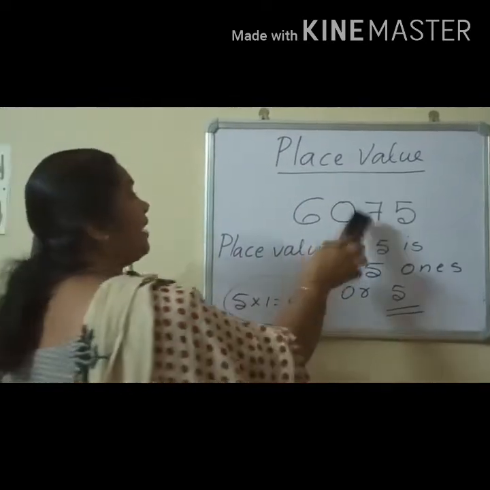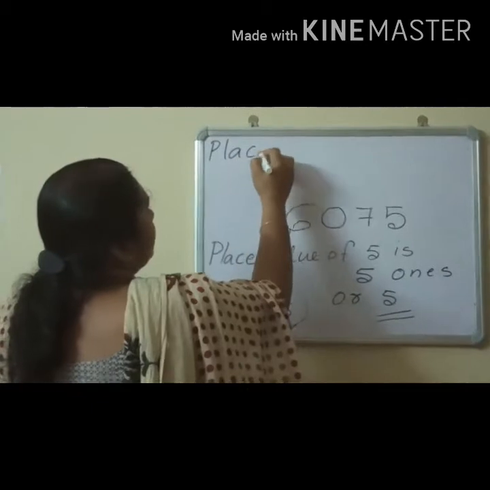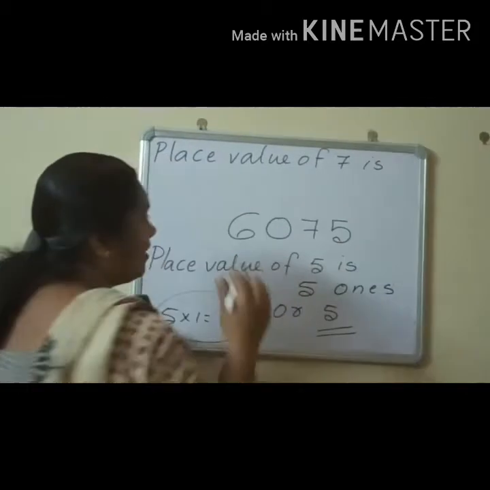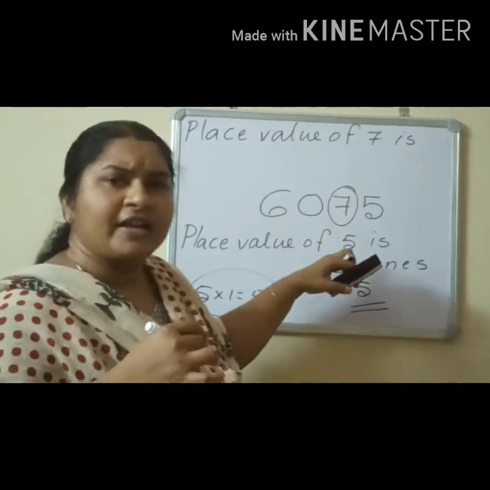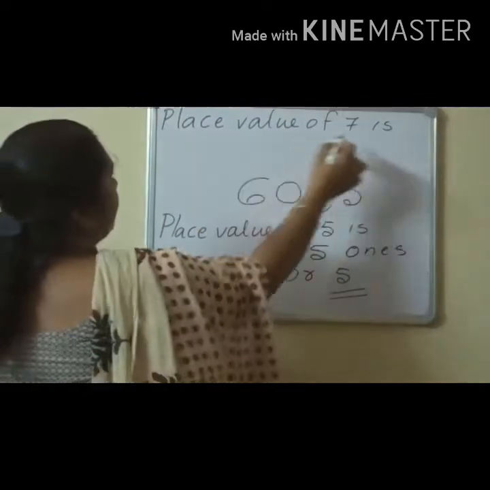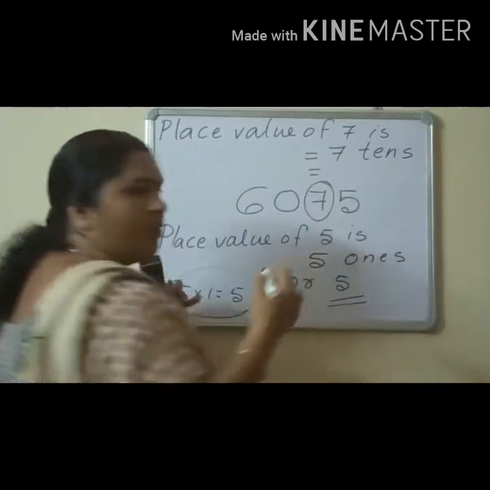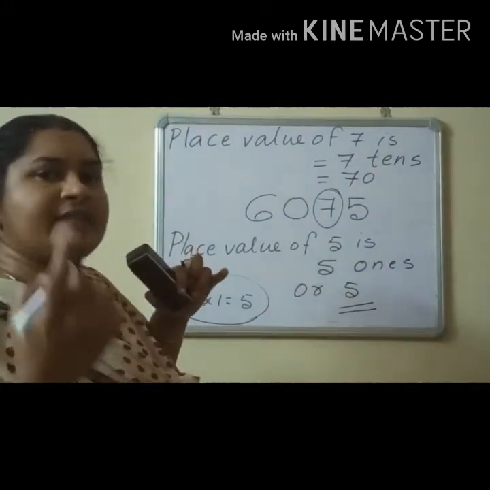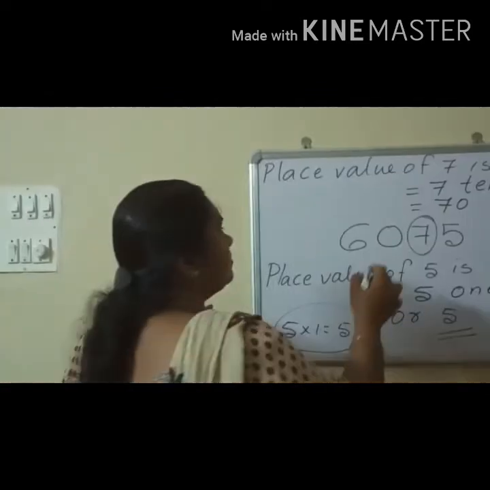Now what about the place value of 7? Where does this 7 stand? Yes, in the tens place. So the place value of 7 is 7 tens, or we can write 70, because in the tens table, 7 tens are 70.